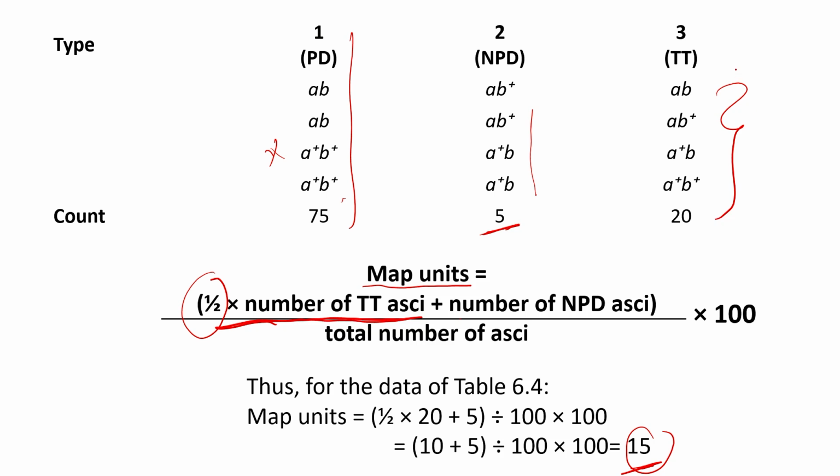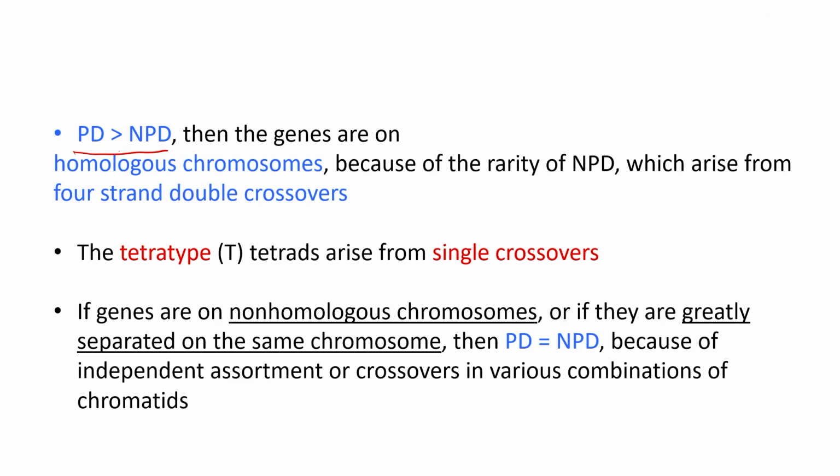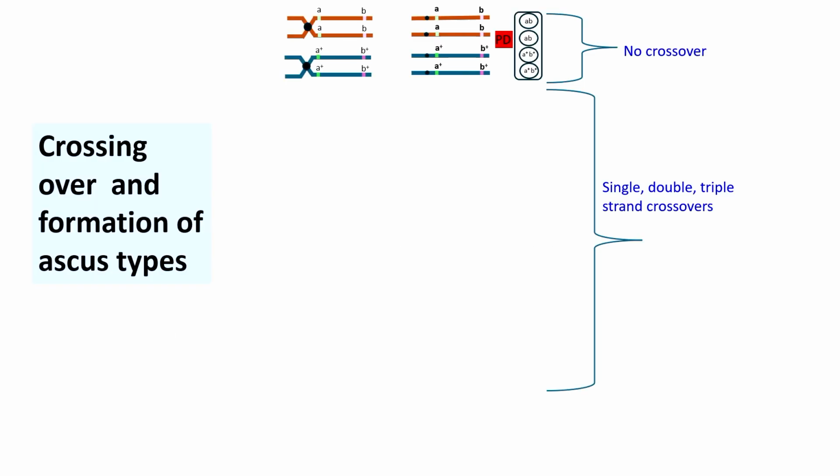Why are we saying it is arising? Because 2 of them are parental type. So, which means that one chromosome has 2 sister chromatids, and one of them actually never undergoes recombination. I will show you in a minute. So, if the genes are on non-homologous chromosomes or if they are greatly apart on the same chromosome, then you will start seeing parental type equal to non-parental type because of the independent assortment or crossover in various combinations of the chromatids.